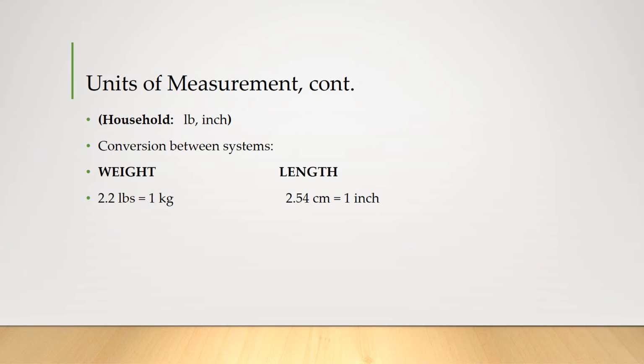Then we look at the household measurements, like pound and inch. And so I've listed the conversion between these two systems. You need to remember that 2.2 pounds equals 1 kilogram, and you need to figure out how to find that. And you're also going to need to know length. We measure in centimeters. So if you want to know what that is in inches, or if a physician puts their incision length by inches, you need to know how to convert that.